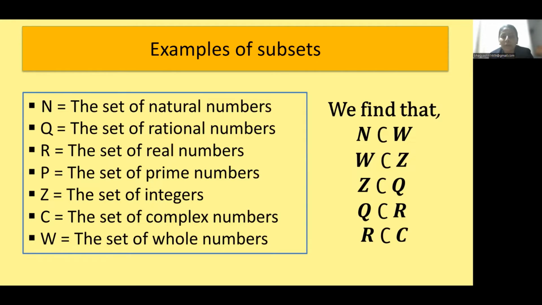आता हे जर सगळे सेट तुम्ही बघितले तर we notice that N is a subset of W, W is a subset of Z, Z is a subset of Q, Q is a subset of R, R is a subset of the set of complex numbers. Okay, so if N is a subset of W and W is a subset of Z, then equivalently N is also a subset of Z. Also N is a subset of Q. Also N is a subset of R. Also W is a subset of R. Okay, so this is about examples of subset.